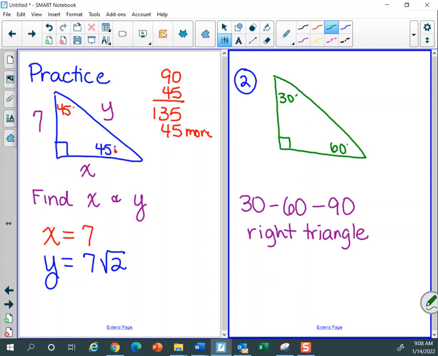I'm going to show you what the relationship is. And here's what it looks like. If the side across from the 30 is whatever number, let's call it x, then the side across from the 90 is 2 times as big.